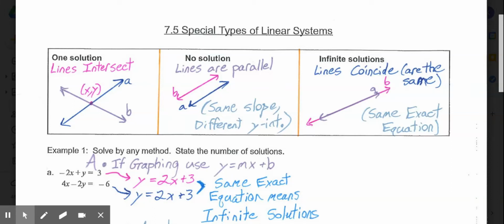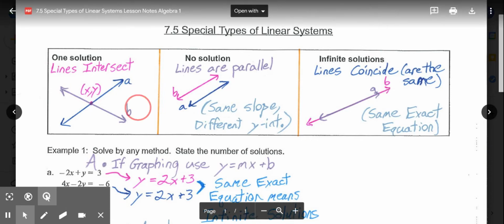Welcome to lesson 7.5, Special Types of Linear Systems. All the linear systems that we've looked at so far, when we solved them, we ended up with an answer written as an XY ordered pair. We know that as a one-solution linear system, meaning if we were to graph it, the lines intersect at a point, and that point is our solution. We have an x value and a y value, but it's known as one solution because it's written as an ordered pair. Then we have two other main types of linear systems.